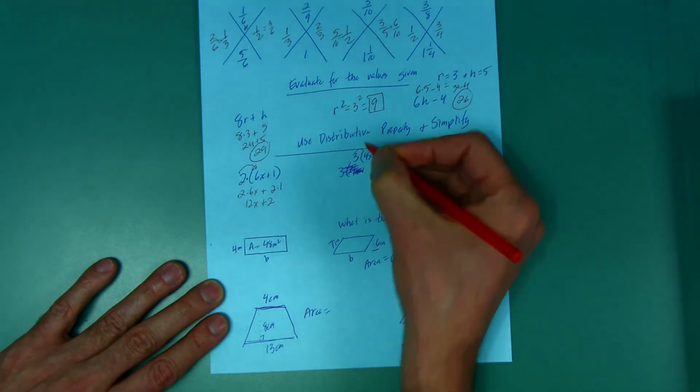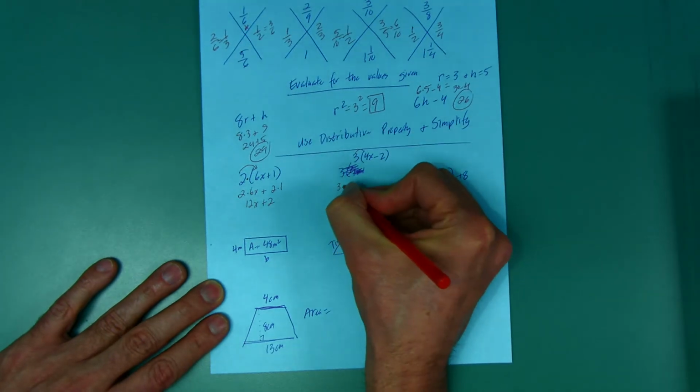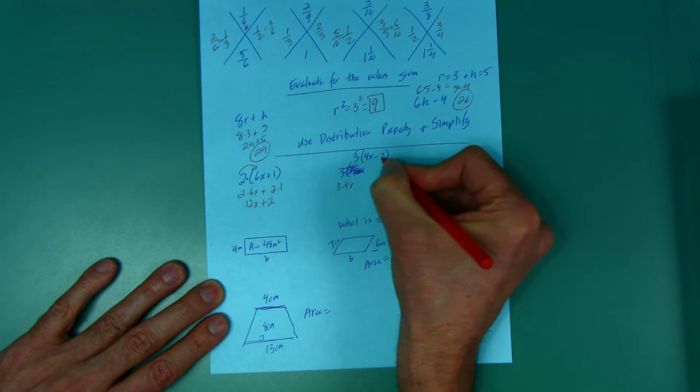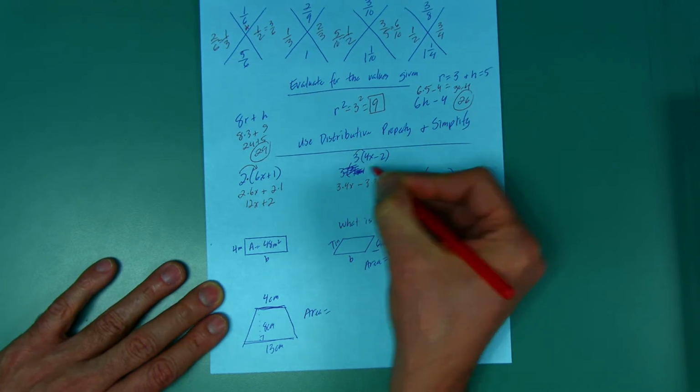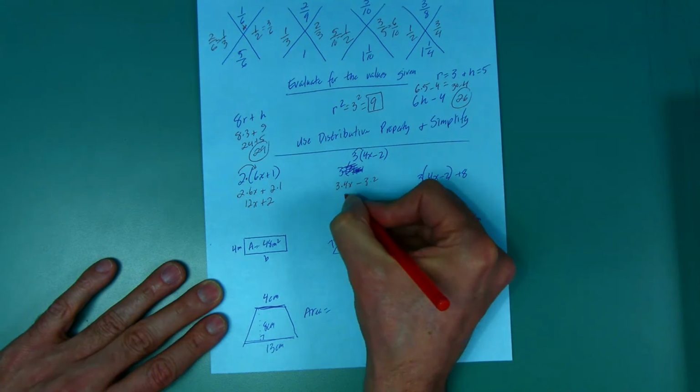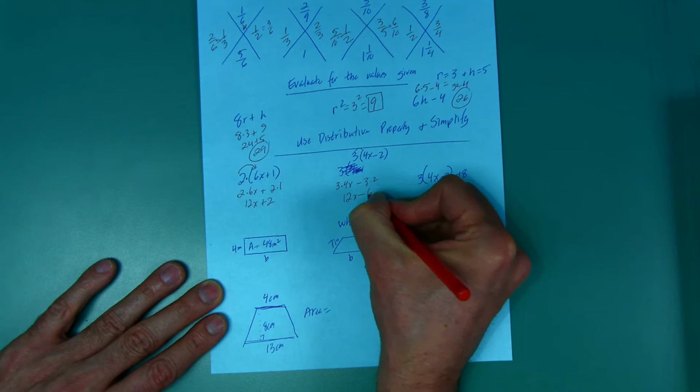Same idea here. I got to go 3 times 4x minus this time 3 times 2. So 3 times 4x is 12x minus 6 on this one.